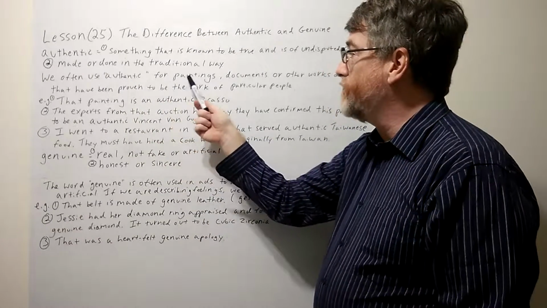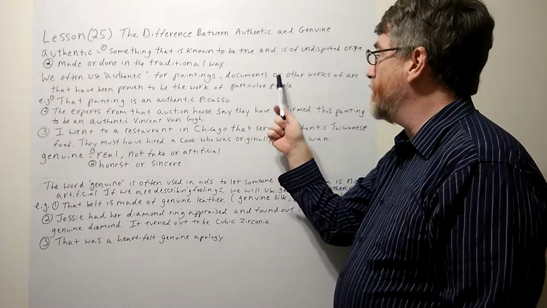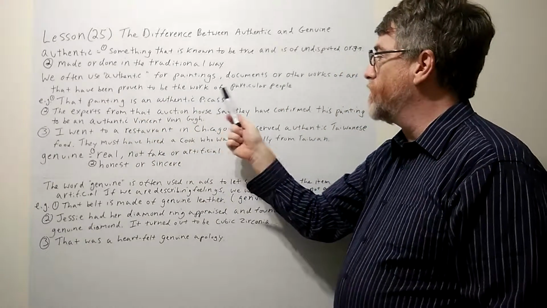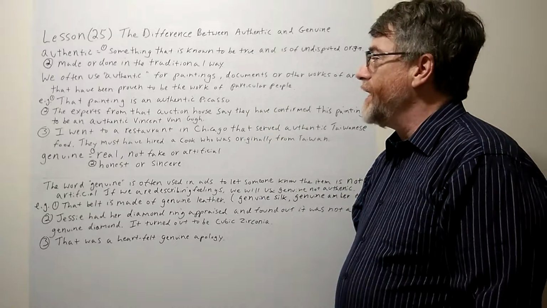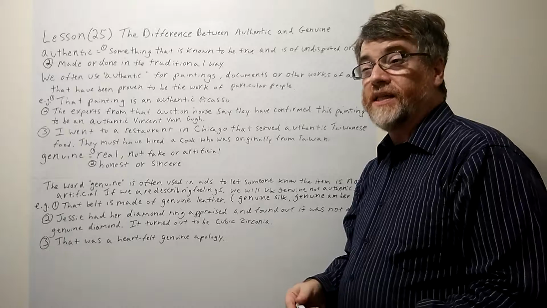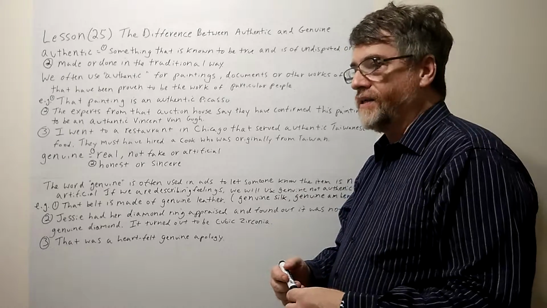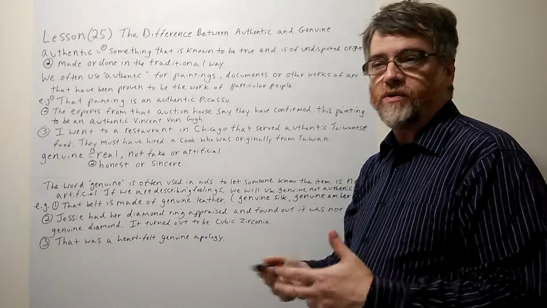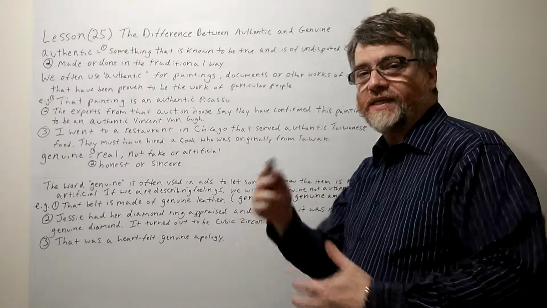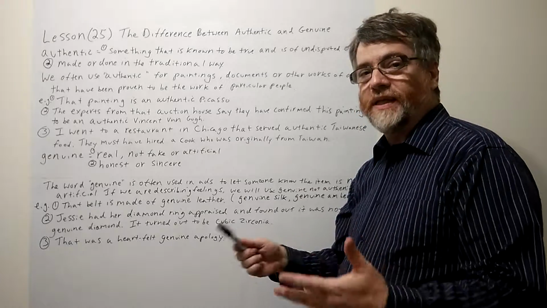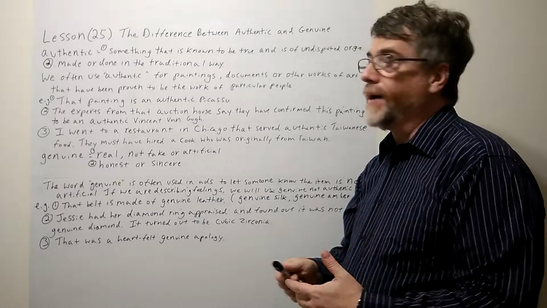We often use authentic for paintings, documents, or other works of art that have been proven to be the work of particular people. Again, with paintings, maybe they check the signature, they check the style, they check the strokes that a painter might do to see if that was really his style, the way he did it. And this way they could tell where it really came from, if it was really him or not.